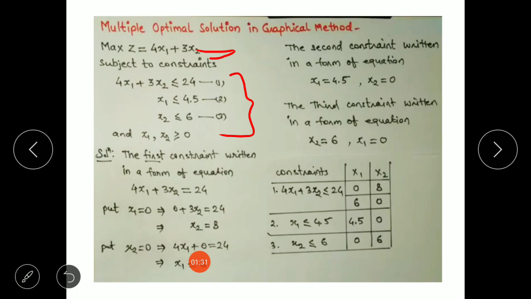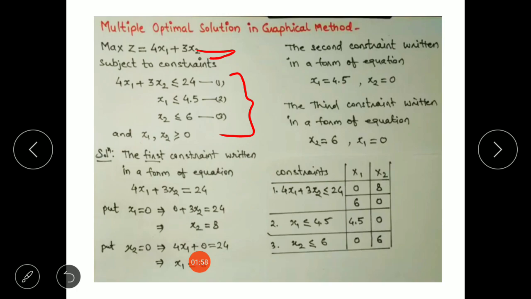As I have told you in my earlier lectures, graphical method can only be applied to those linear programming problems which have two variables, not more than two. For more than two variables, we will use simplex method and other methods. So for only two variables, we will use graphical method. From this question you can see there are only two variables, x1 and x2.